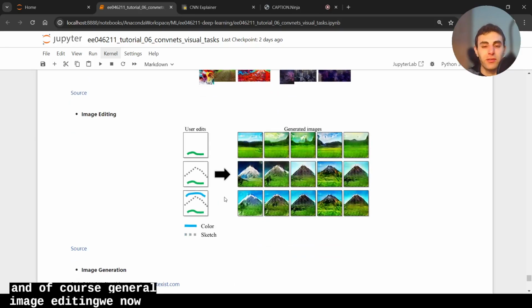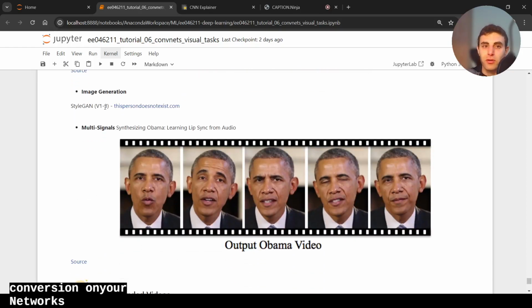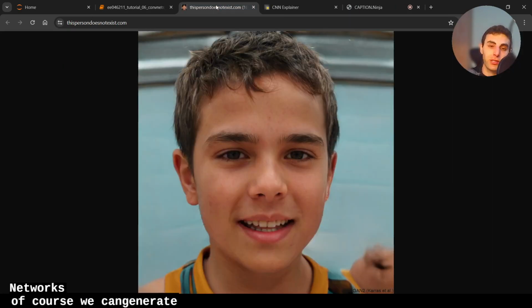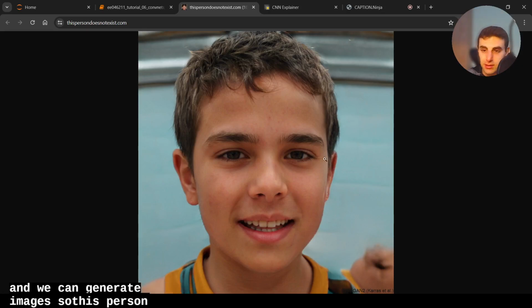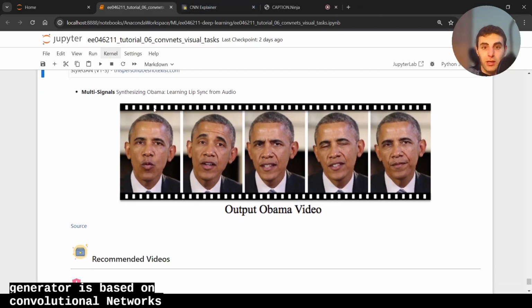And of course, general image editing. We now have very strong generative models which allow us to perform editing of images, and most of these applications are based on convolutional neural networks. Of course, we can generate images. So this person does not exist. It was generated with a network called StyleGAN, and the StyleGAN generator is based on convolutional neural networks. And again, we can also combine vision with other signals, for example audio, but this is beyond the scope of this course.